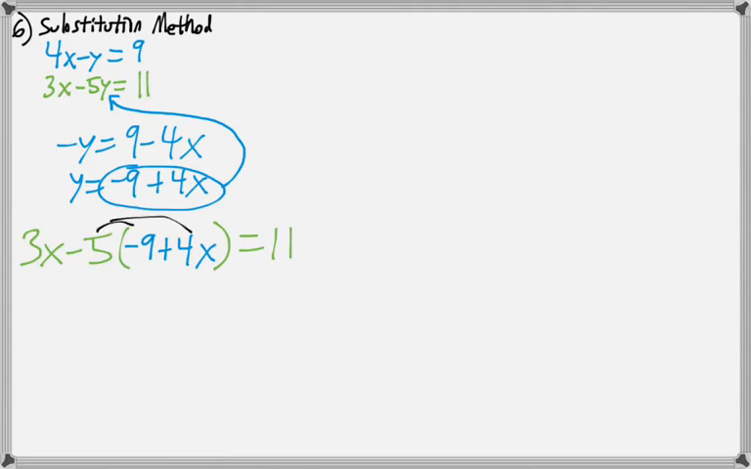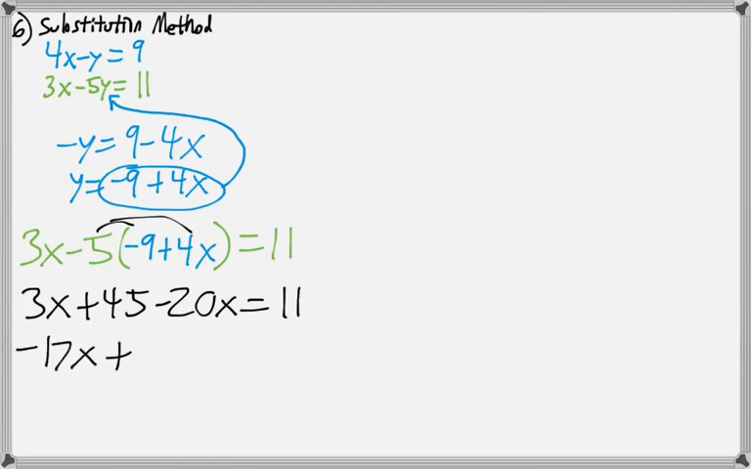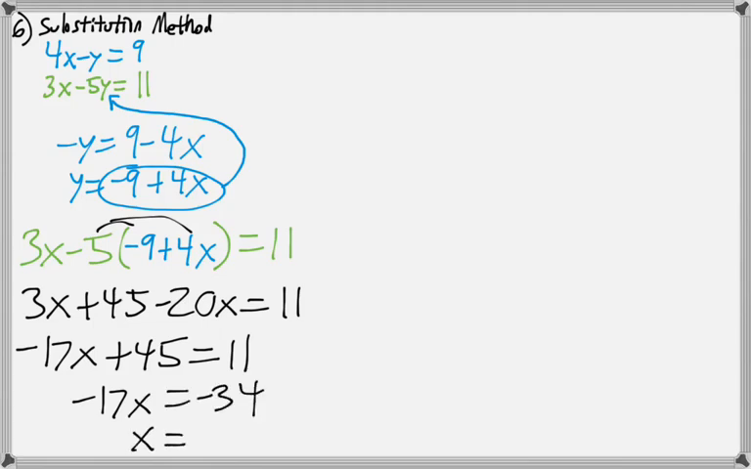So if I distribute this, it's going to be 3x plus 45 minus 20x is equal to 11. If I combine the x's, I get negative 17x plus 45 is equal to 11. If I subtract 45 from both sides, negative 17x is equal to negative 34. And then divide both sides by negative 17, and x is equal to 2.